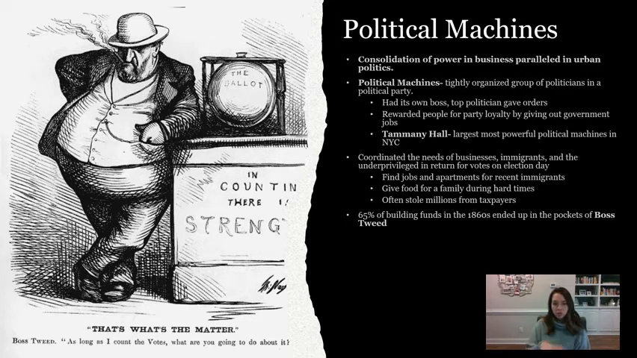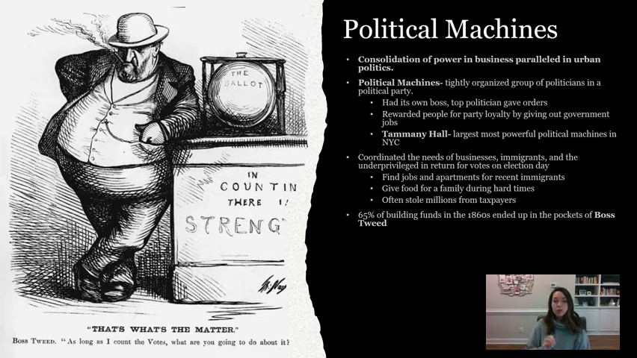Each machine has its own boss. That's the top politician that's going to give orders to the other people. So it could be the mayor, the county commissioner, a sheriff or a police chief. They would be in charge of that political party and the people that served under that political party within the city. Their basic idea is that they rewarded people for party loyalty by giving them government jobs. So it's basically patronage.